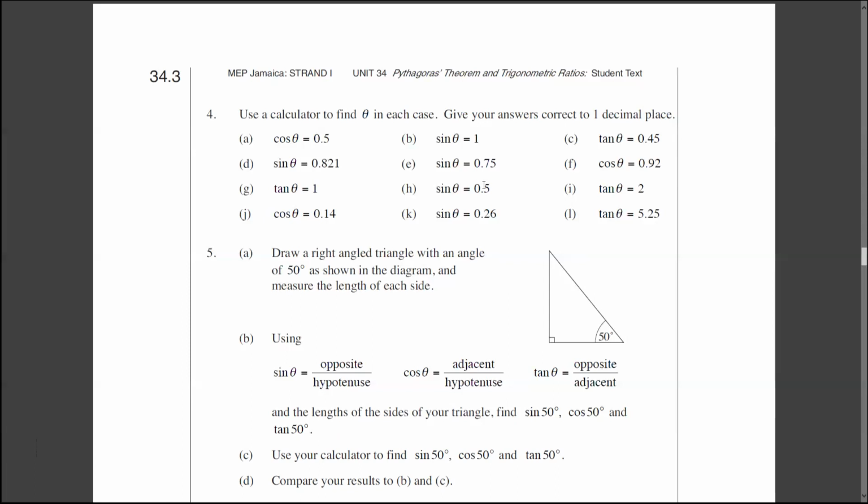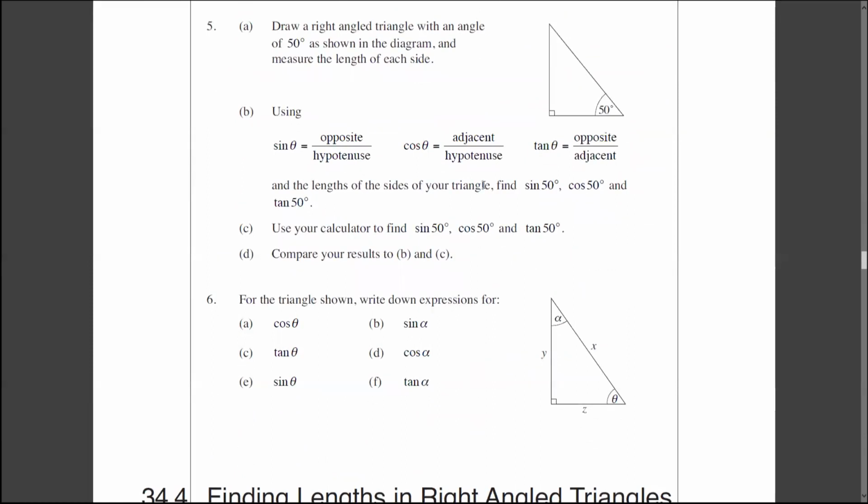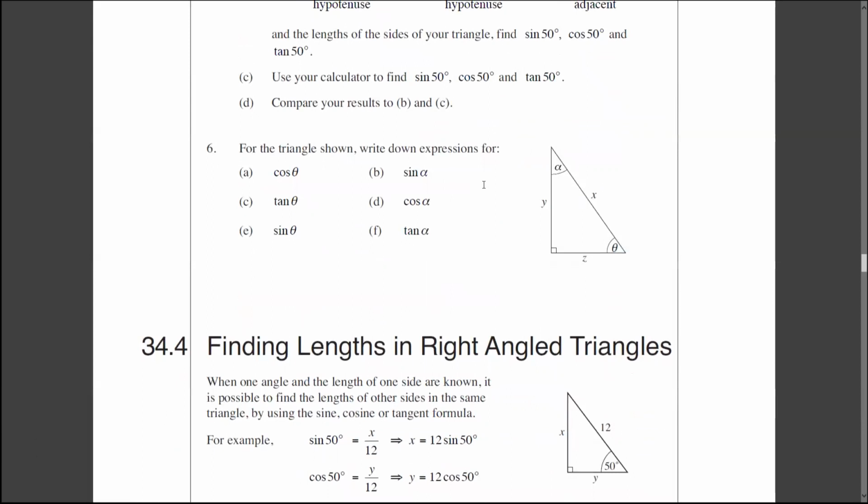Going down, it says for the triangle shown, write down expressions for the ratios. So we know this. This time I have 2 angles marked, alpha and theta. For cos theta again, using the whole SOHCAHTOA thing, it would be CAH, which is cosine theta equal to adjacent over hypotenuse.